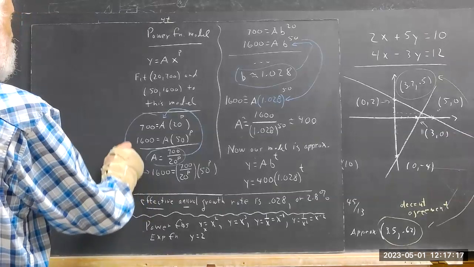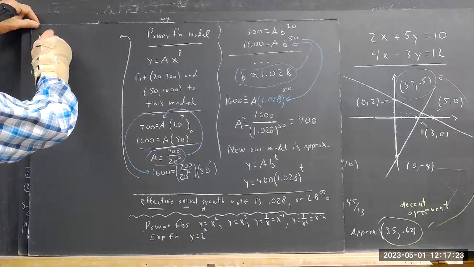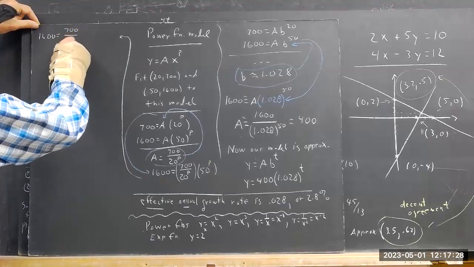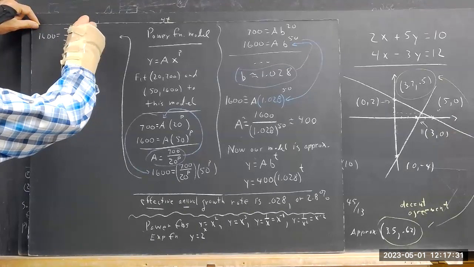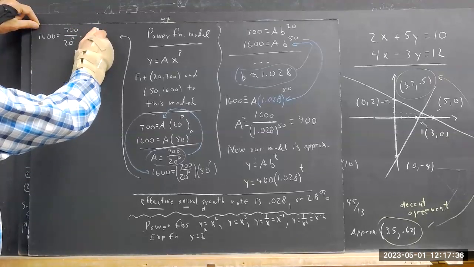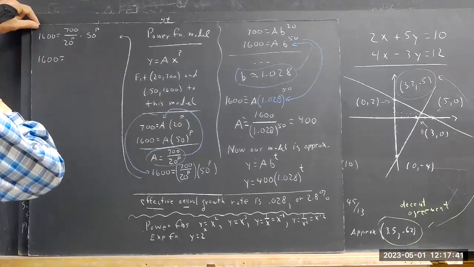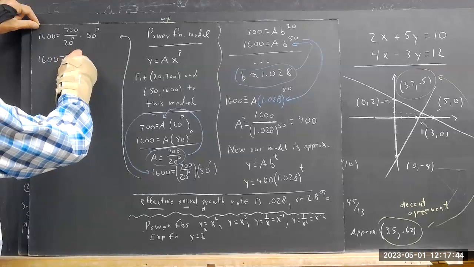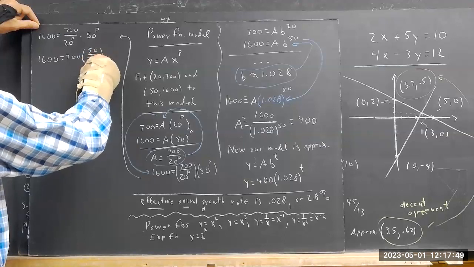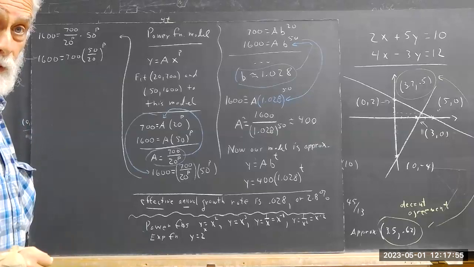So we'll move on up a little higher on the board. So we get 1600, I'll just rewrite it, equals 700 over 20 to the p times 50 to the p. And this becomes 1600 equals 700 times 50 over 20 raised to the p.